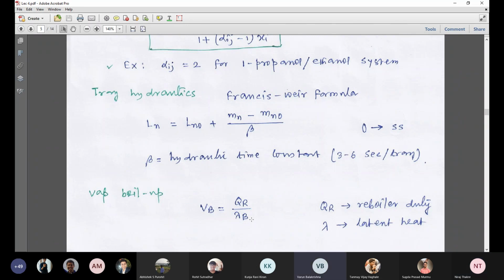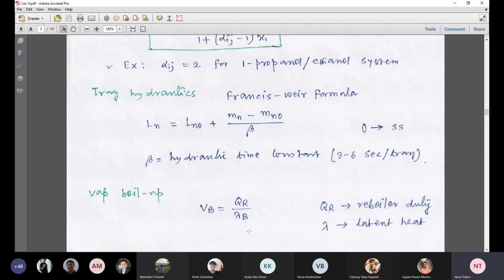Sir, we can take the composition and from the mole fraction of each component, we can weight the latent heat of each component and then add it up. Yes, this is also a correct answer. So lambda B equals summation of xi lambda i. We can calculate this lambda B this way.